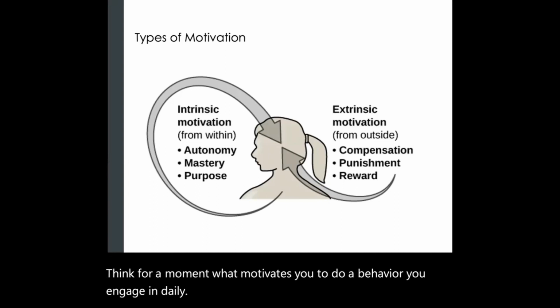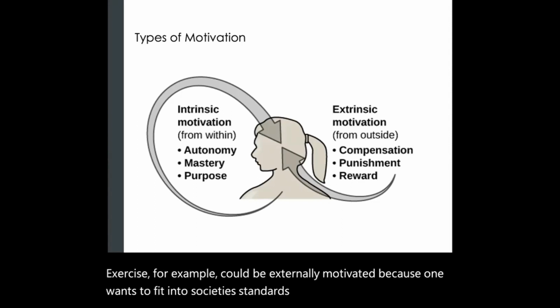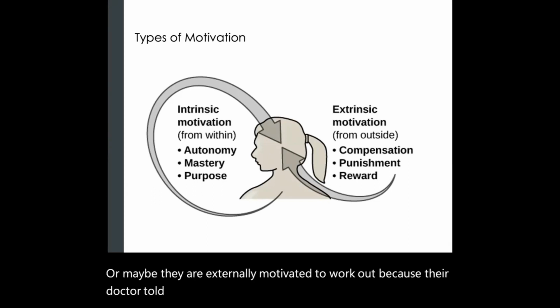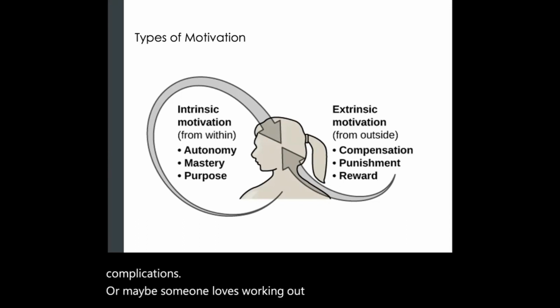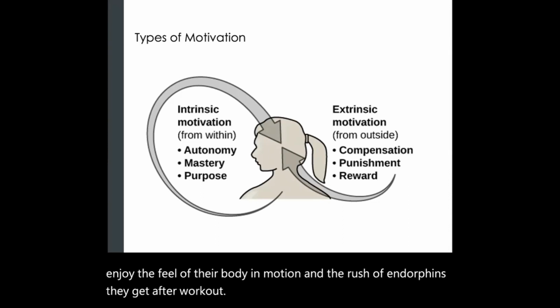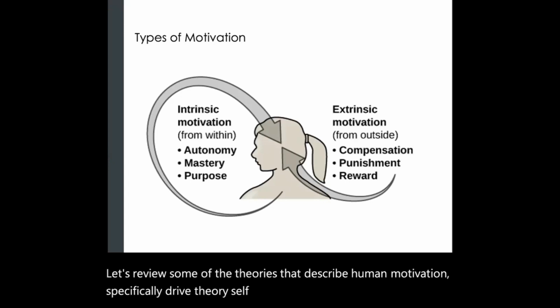Exercise, for example, could be externally motivated because one wants to fit into society's standards of what is seen as fit and attractive. Or maybe they are externally motivated to work out because their doctor told them they need to lose weight in order to avoid health complications. Or maybe someone loves working out because they genuinely enjoy the feel of their body in motion and the rush of endorphins they get after a workout. Let's review some of the theories that describe human motivation, specifically drive theory, self-efficacy, and Maslow's hierarchy of needs.